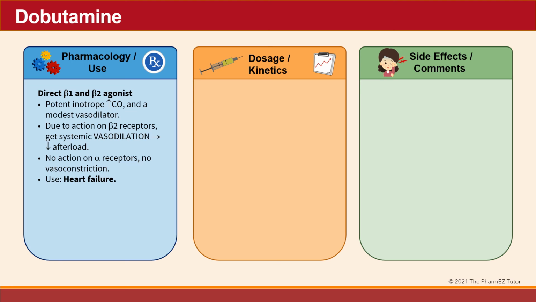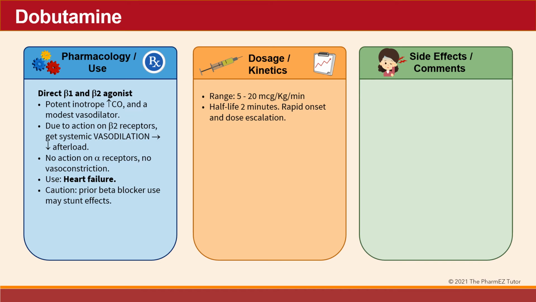Dobutamine's use is primarily for heart failure. If a patient has been previously on beta blockers, dobutamine's effects may be stunted. The dose range of dobutamine is between 5 to 20 micrograms per kilogram per minute. It has a short half-life of 2 minutes, with a rapid onset of action and quick dose escalation.